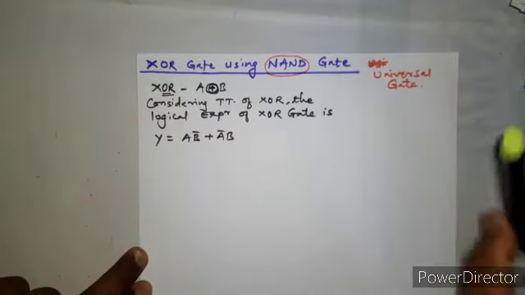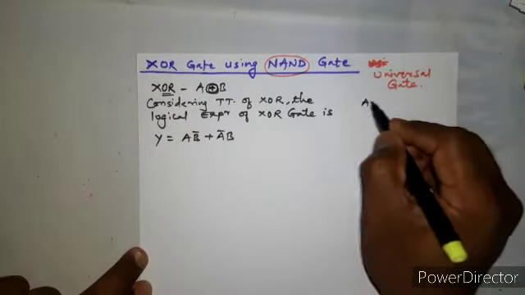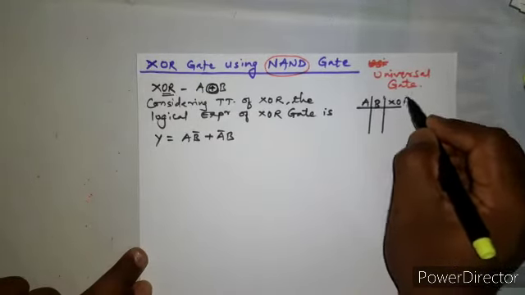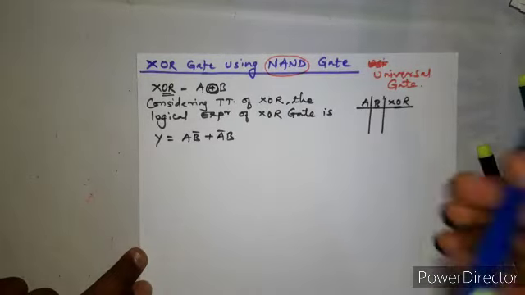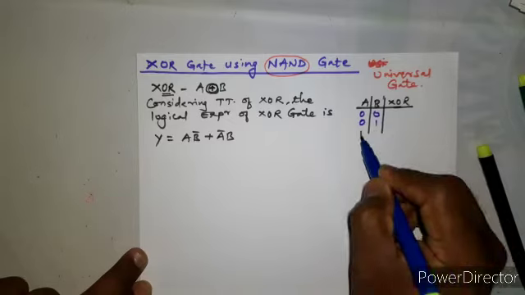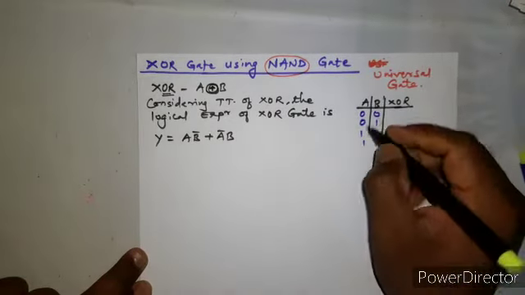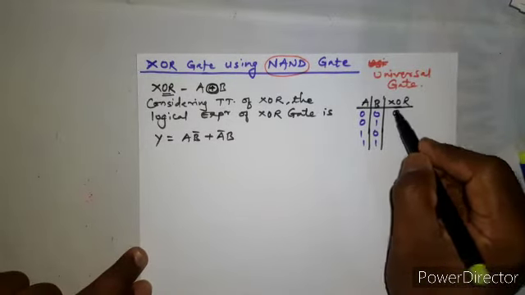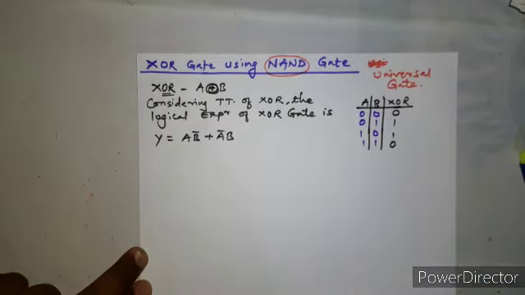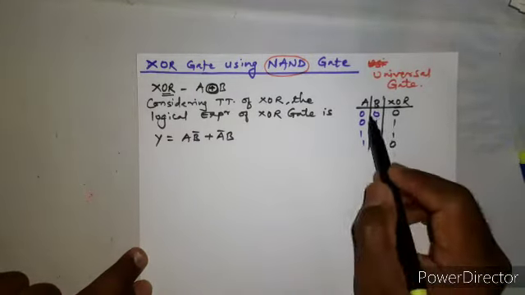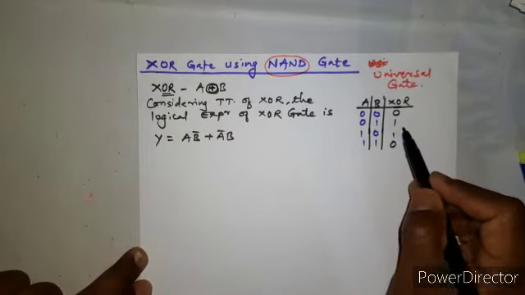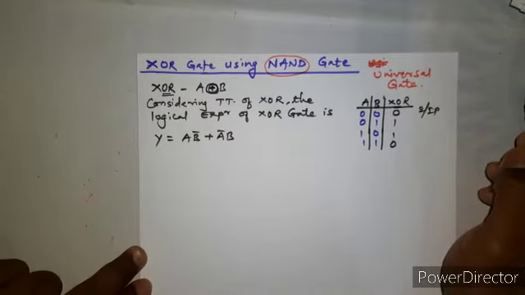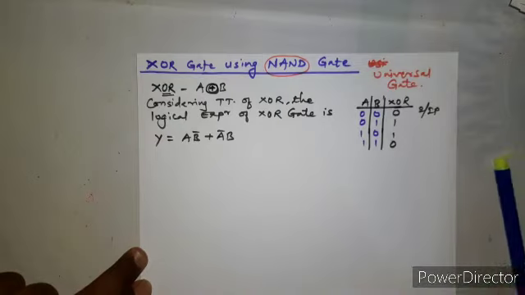Let us recall the truth table of XOR gate. So this is A, this is B, and this is XOR. So here we have 0 0, 0 1, 1 0, 1 1, right? And if inputs are same, output is 0, otherwise output is 1. For same input, output is 0. For different input, output is 1. This we are talking about 2 input XOR gate, right?